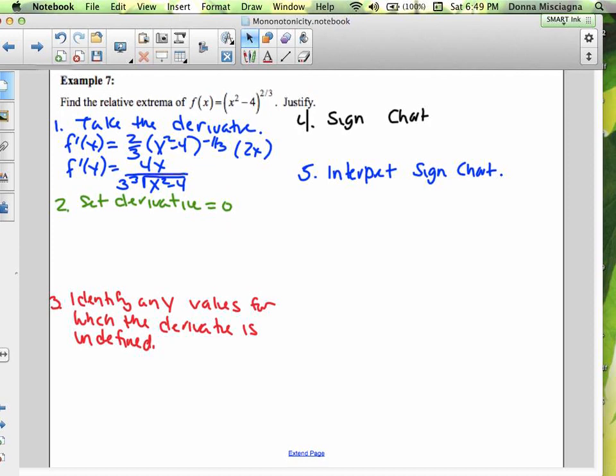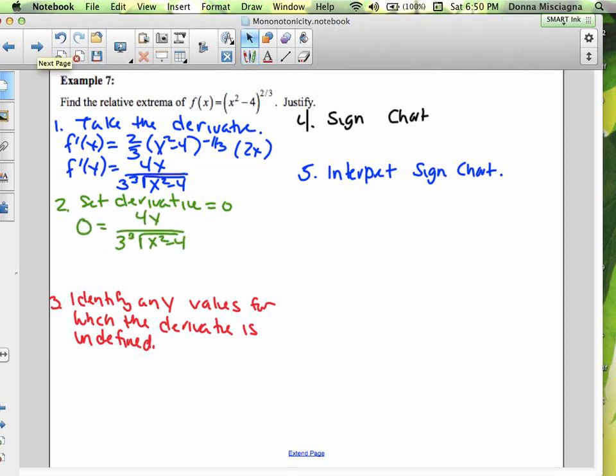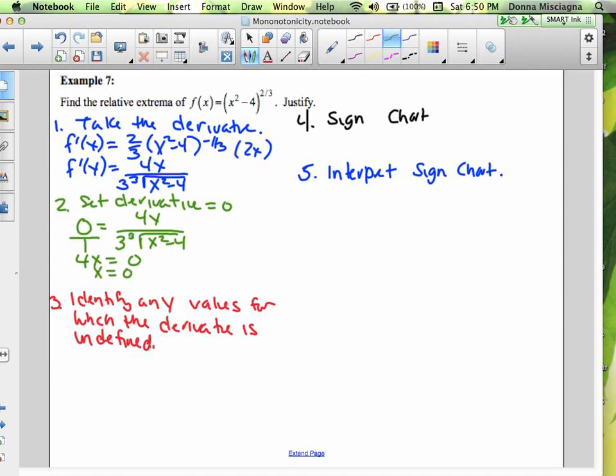Yeah, that's good enough. So we have 0 equals 4x divided by 3 times the cube root of x squared minus 4. Actually let's just cross multiply. It's easier than me writing the denominator next to both sides because I don't have a whole lot of space next to that 0. So we'll cross multiply and we end up with 4x equals 0 because 0 times anything is 0, which means x equals 0 is a critical point. All right, so this is a critical point.